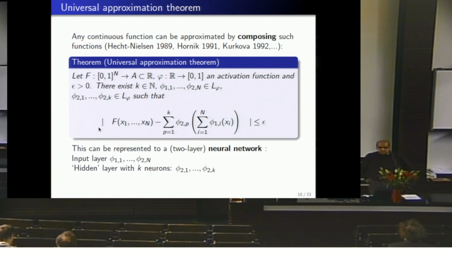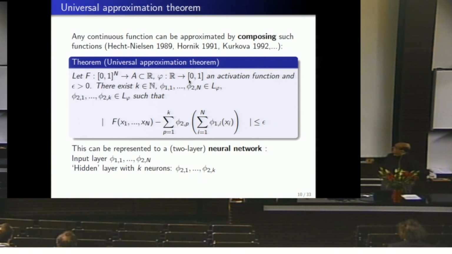Various versions of this have been shown in the literature. I'm not sure exactly who did it first, but there are various versions: Hecht-Nielsen, Hornik, Kurkova, etc. All the versions have slightly different assumptions, but basically they tell you that by composing these elementary neurons, you can build approximations for arbitrary continuous functions in arbitrary dimensions. And all these building blocks are one-dimensional scalar functions. So, for example, this is one type of result. This is the one in Kurkova 92.